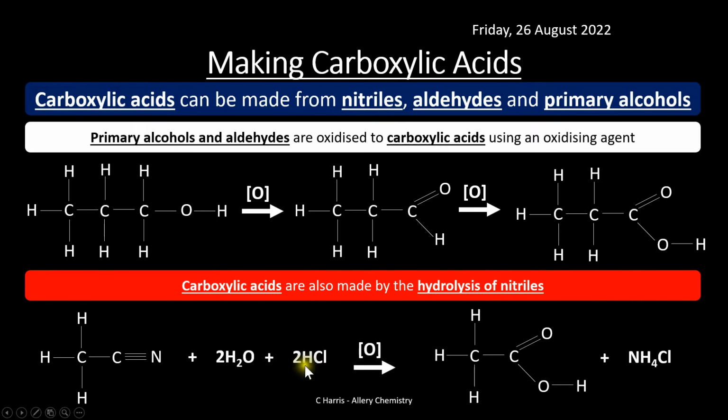Reacting it with water and some hydrochloric acid, an oxidizing agent, you form your carboxylic acid, and you form ammonium chloride as well, obviously with the nitrogen being pulled off. So these reactions here are methods in which you can make carboxylic acid. So fairly straightforward.